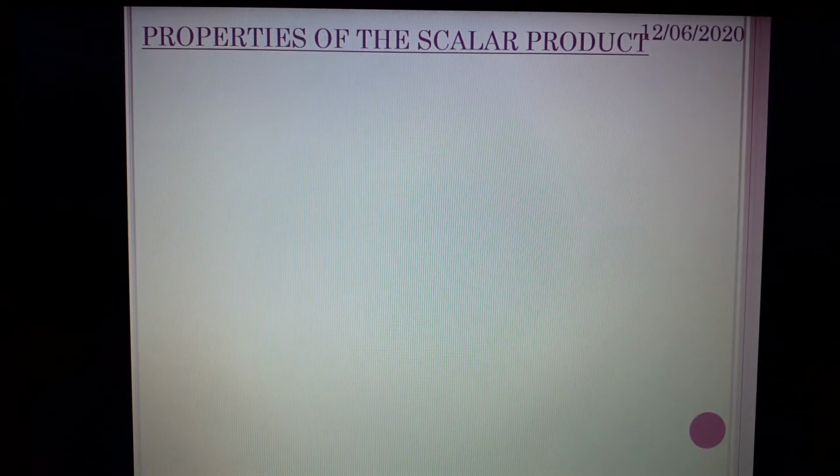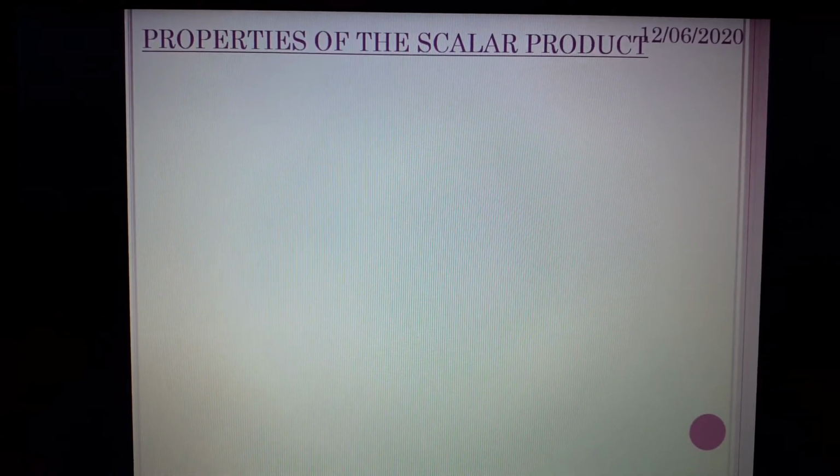Good morning. Today we'll be looking at the properties of the scalar product, and this is the last lesson in the higher vectors topic.